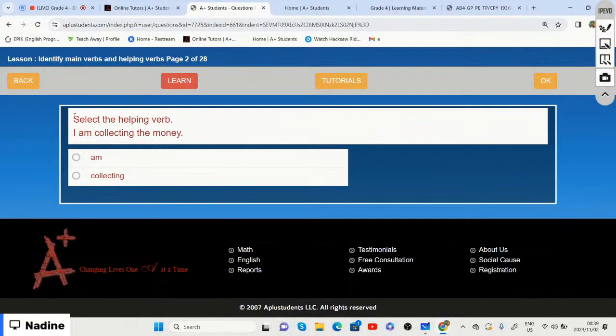All right, so now let's go to our next one. We now need to identify the helping verb. "I am collecting the money." The helping verb that helps the main verb to show action. Is it am or is it collecting?